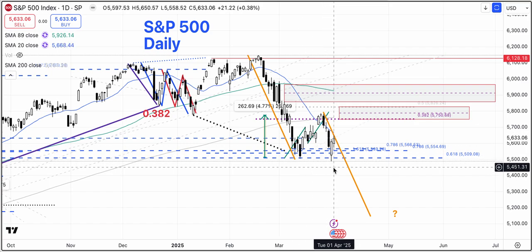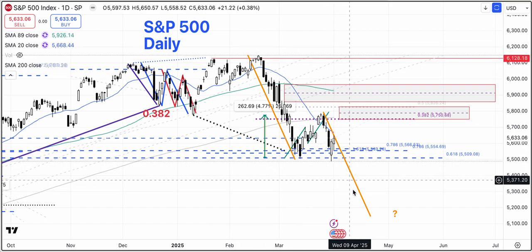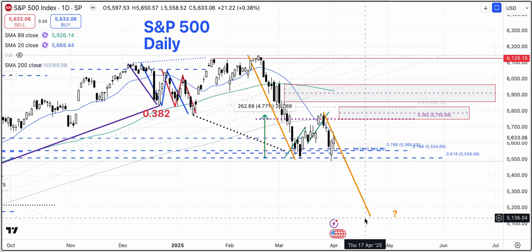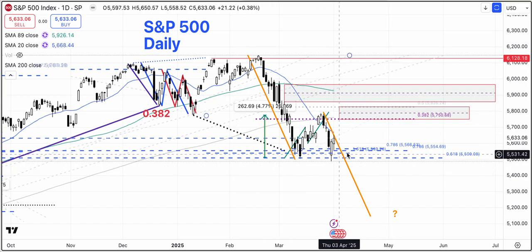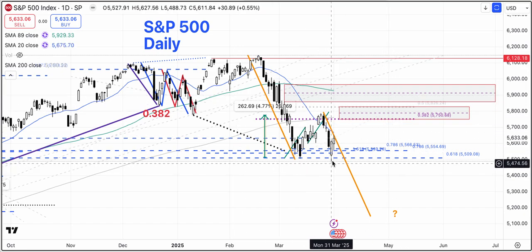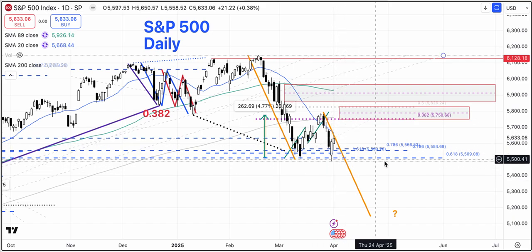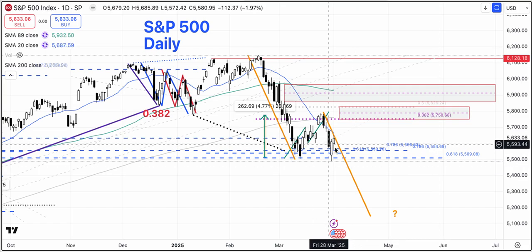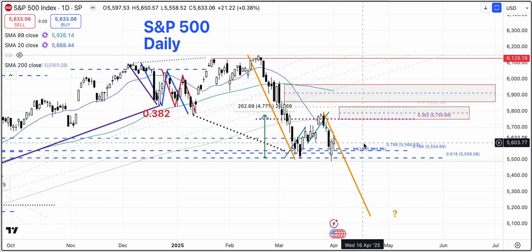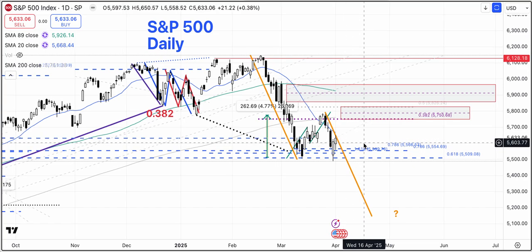That was one of the possibilities, and the other one was that we could be in this ABCD move to the downside, in which case this low of 13th of March is taken out to the downside. What we have seen is two consecutive daily closes where the market is closing above this key 5500 level, which is the 61.8% retracement. So thus far it does appear that the market is likely to consolidate around here, which is some sort of good news for the bulls.